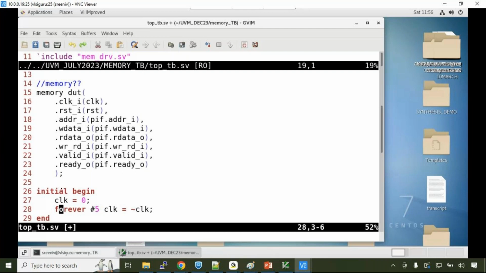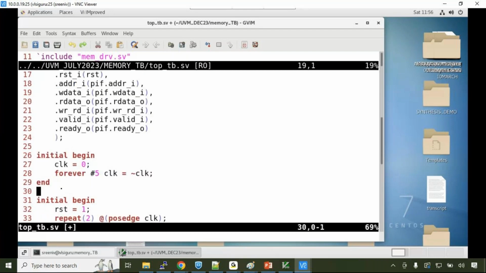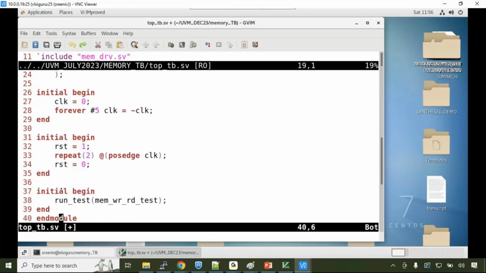Then line number 26 to 28, clock equal to 0 and generating the clock. Line number 31 to 35, reset. This completes our top one.